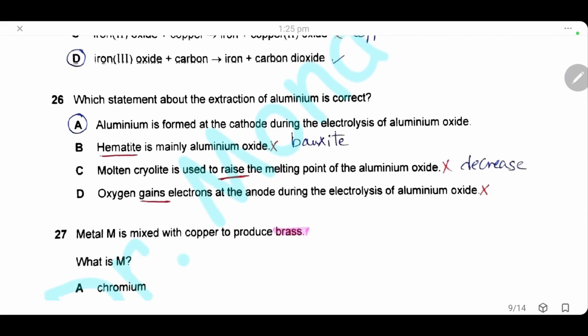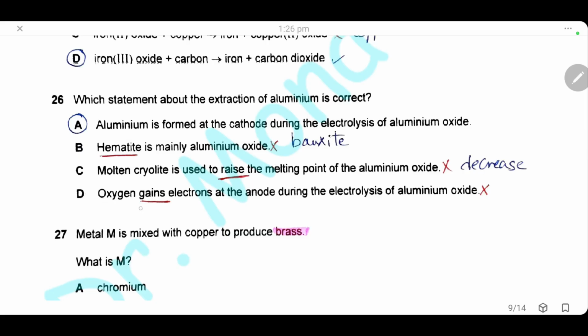Question 26. Which statement about the extraction of aluminium is correct? Aluminium is formed at the cathode during the electrolysis of aluminium oxide. Of course, aluminium forms positive ions, so it will be attracted to the cathode during electrolysis. And statement A is the only correct one. The answer is A. B is wrong because hematite is not the ore for aluminium. The ore of aluminium is bauxite. C is also wrong because molten cryolite is used to lower the melting point, not to raise the melting point.